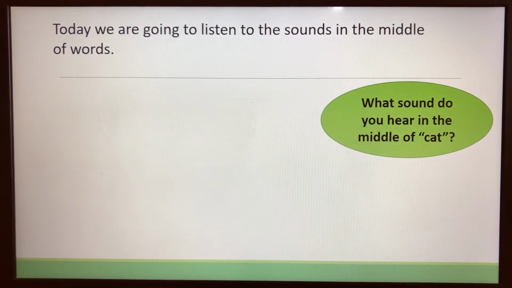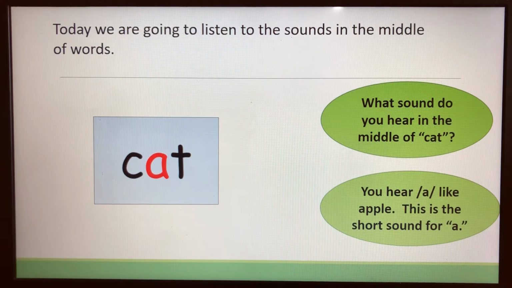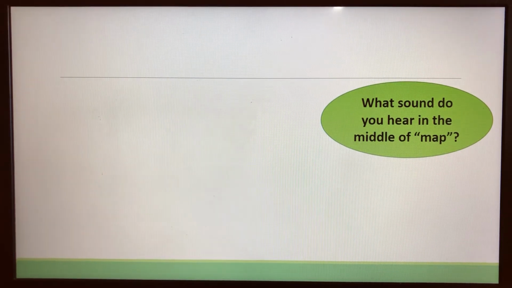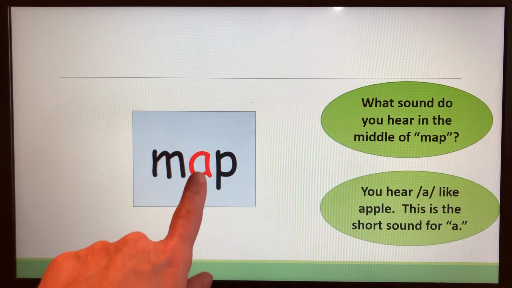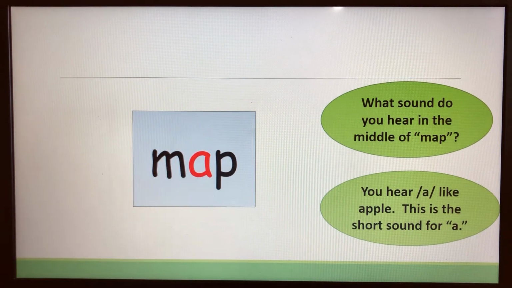Listen to this word, cat. What sound do you hear in the middle of cat? You're right, ah. You hear ah like in the beginning of the word apple. That's the short sound for A. What sound do you hear in the middle of map? Map. You're right, ah again. You hear ah like apple, the short sound for A in the middle of the word map.